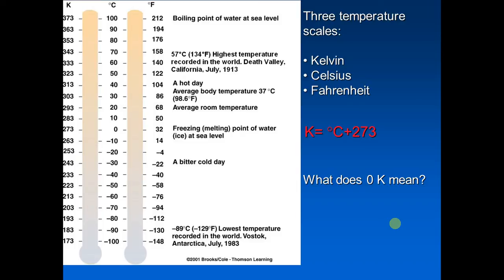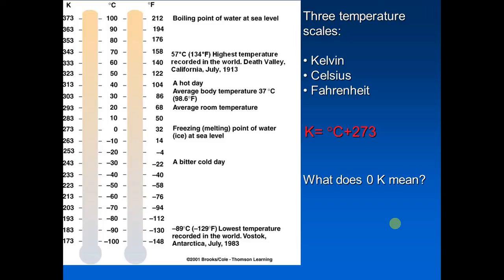And if you're interested, that's possible in the universe, but in labs, scientists have never been able to get anything all the way down to 0 Kelvin. They've been able to get some elements down to within millionths of a degree Kelvin, but not all the way to 0 Kelvin. Not all the way, okay?